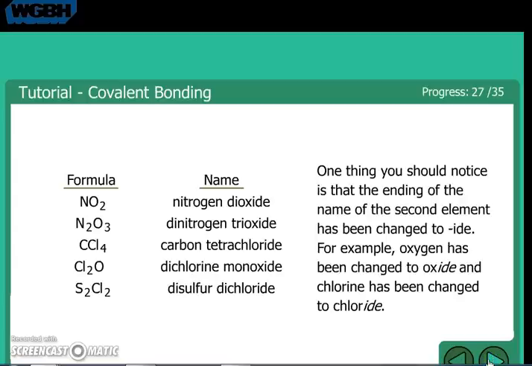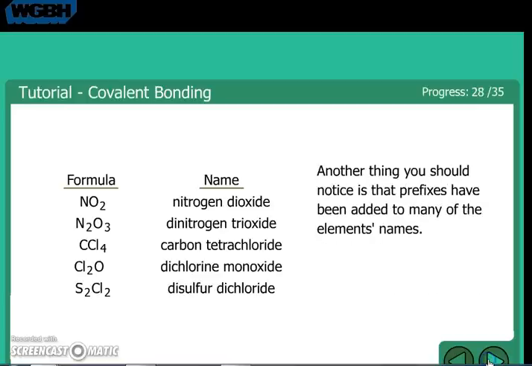One thing you should notice is that the ending of the name of the second element has been changed to ide. For example, oxygen has been changed to oxide and chlorine has been changed to chloride. Now you can answer question number 17. Another thing you should notice is that prefixes have been added to many of the elements' names. You can answer question number 18.